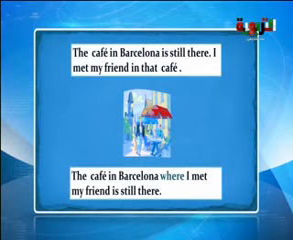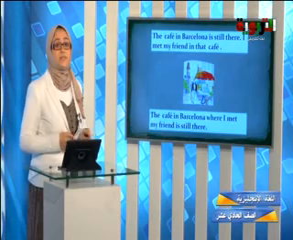So we are dealing with a location, a place. A cafe, which is in the city of Barcelona, is the place where I met my friend. And of course, the cafe is still there. It is still functioning. People still come to it. So, of course, the key word here is where.